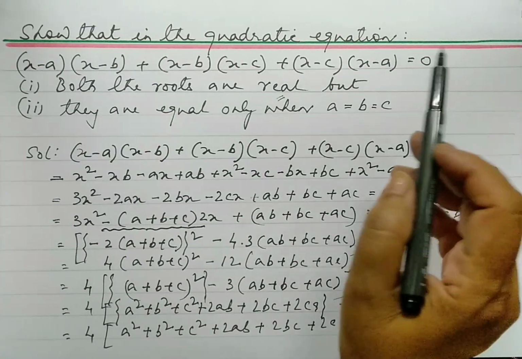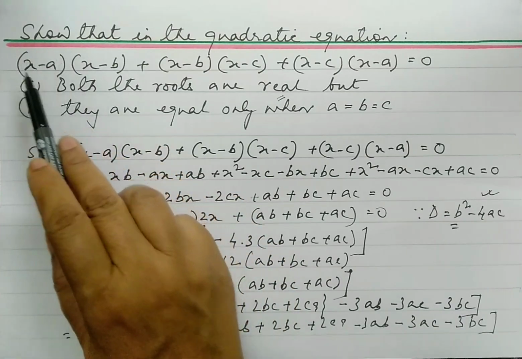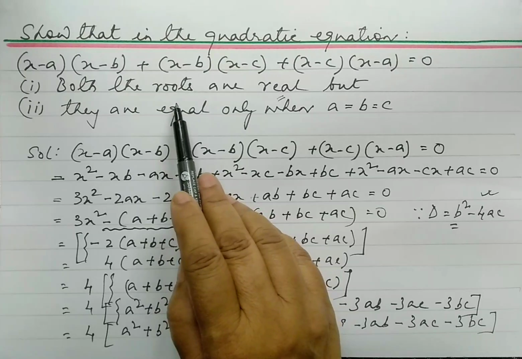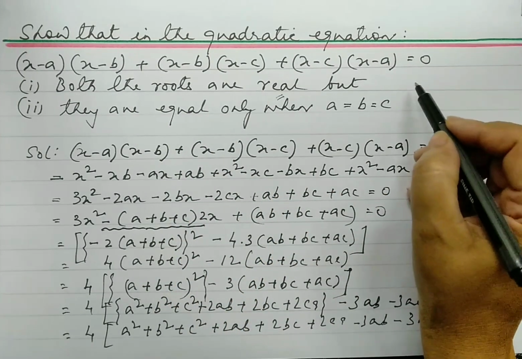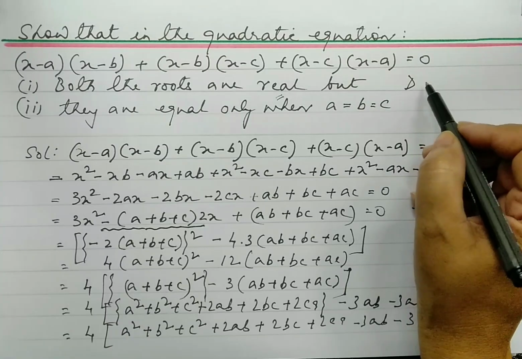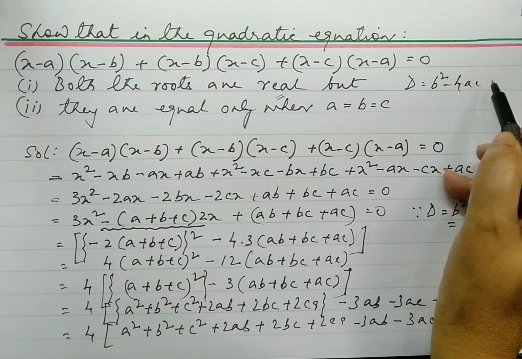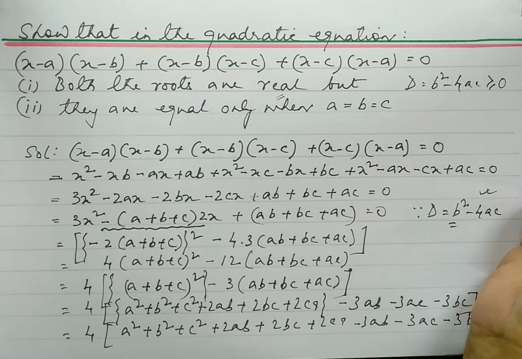So to start with, what we have in the question is to show that for this quadratic equation its roots are real. Real as in, if you find the discriminant, which is b square minus 4ac, that has to be greater than or equal to 0. Correct?